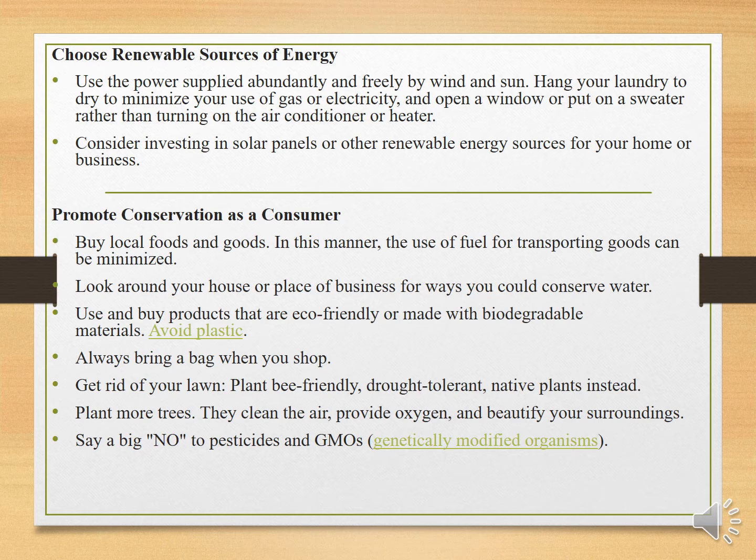Avoid plastic. Always bring a bag when you shop. Get rid of your lawn. Plant drought-tolerant native plants instead. Plant more trees. They clean the air, provide oxygen, and beautify your surroundings. Say a big no to pesticides and GMOs, or genetically modified organisms.